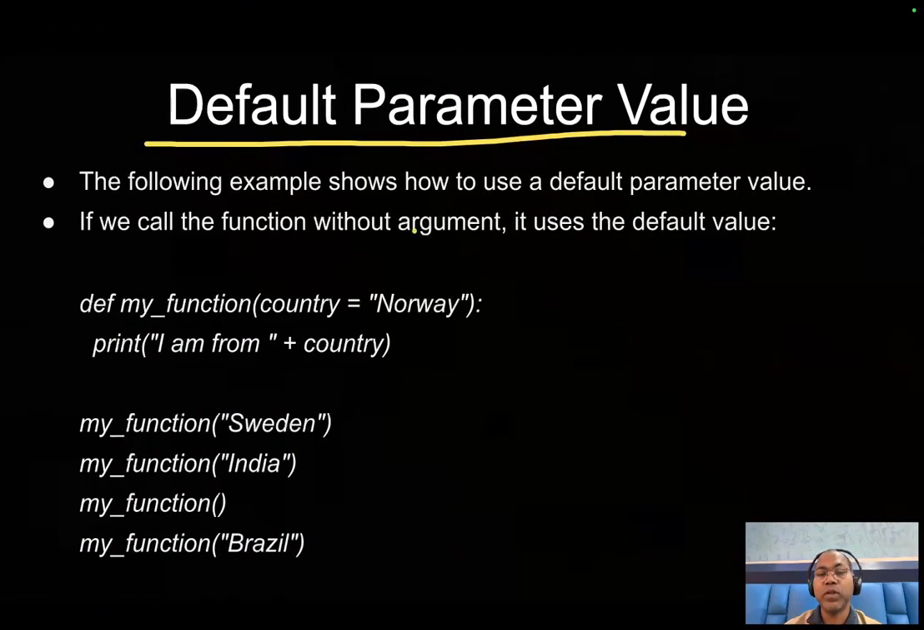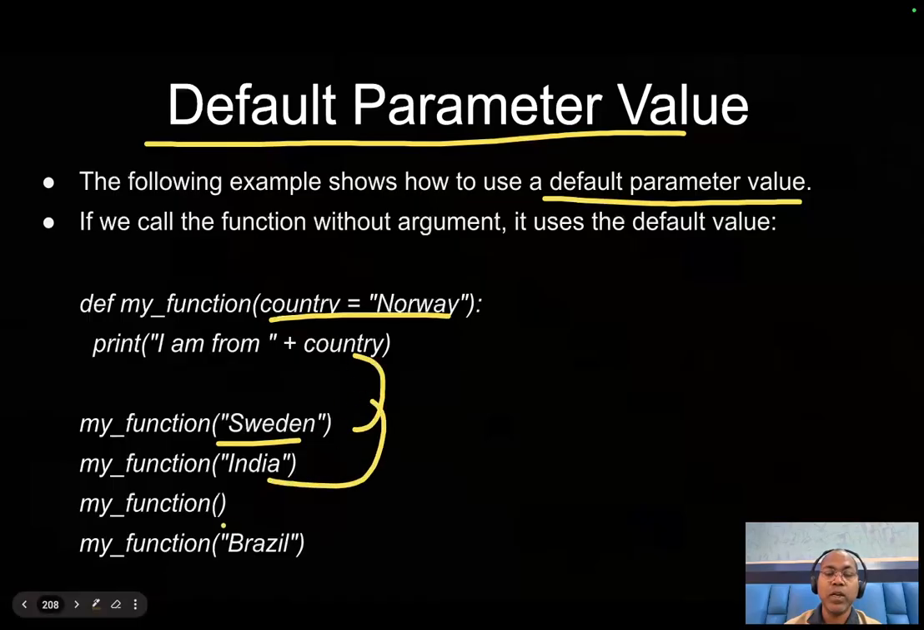The following example shows a default parameter value. So here you can say country Norway. If you pass Sweden, it prints Sweden. India, India. If you pass nothing, it still works because the default goes to Norway.